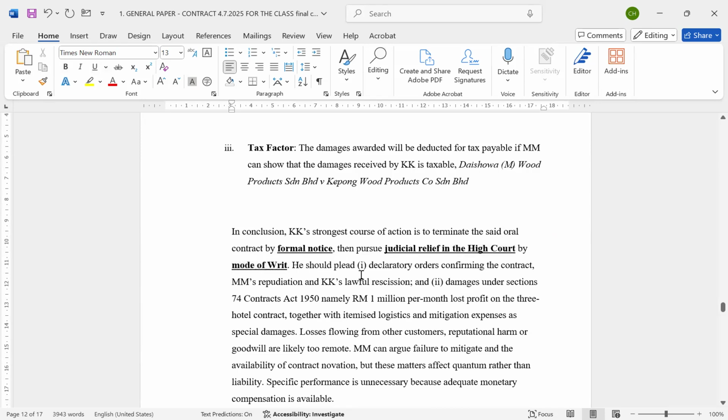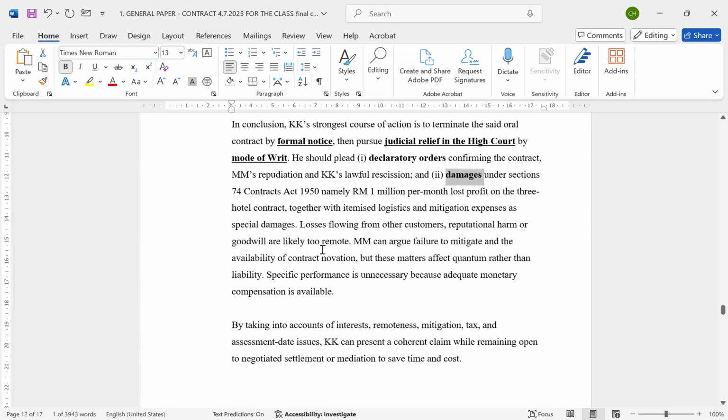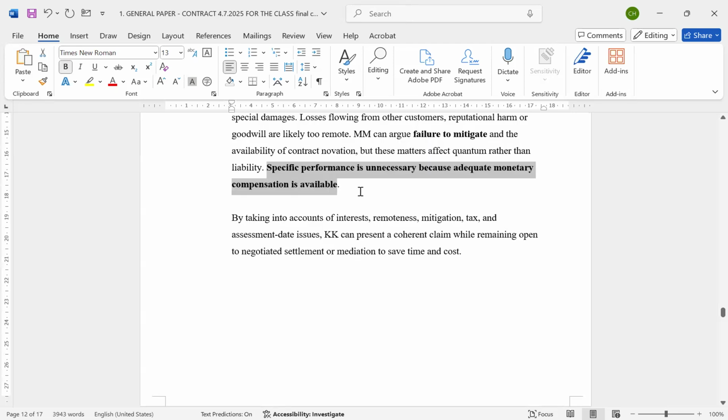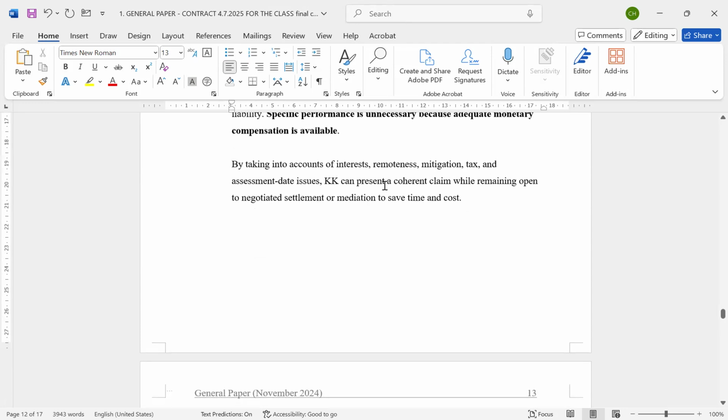And then he should have pleaded the ones that I've told you: declaratory orders, damages, and whatever else, you must also argue for this. MM can argue failure to mitigate, specific performance not necessary, and then you must take into account interest, mitigation, tax, and also the assessment date issues. And then KK can present a coherent claim.